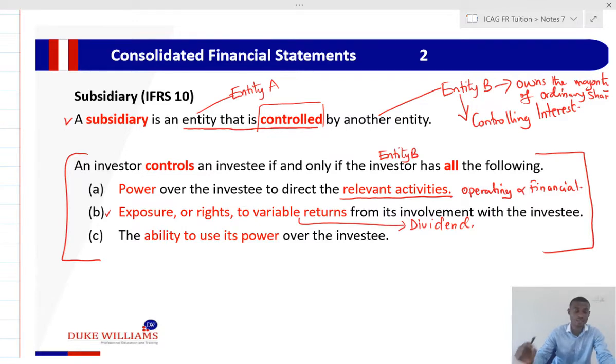And lastly, entity B has the ability to use its power over the investee. So the ability to use the power over the investee, the ability to, let's say, terminate the appointment of all management personnel if they are not performing well, the ability to affect key parts of the operations, either to curtail some of the operations or to expand. So these three elements are necessary for us to establish that there is control under IFRS 10.